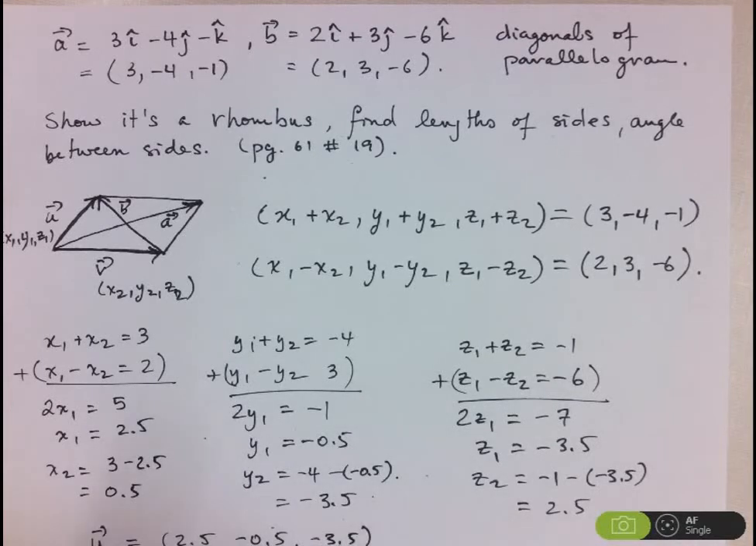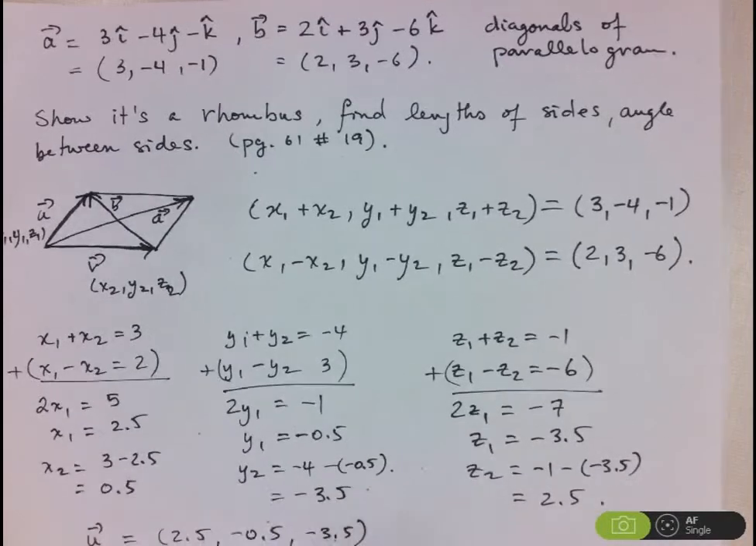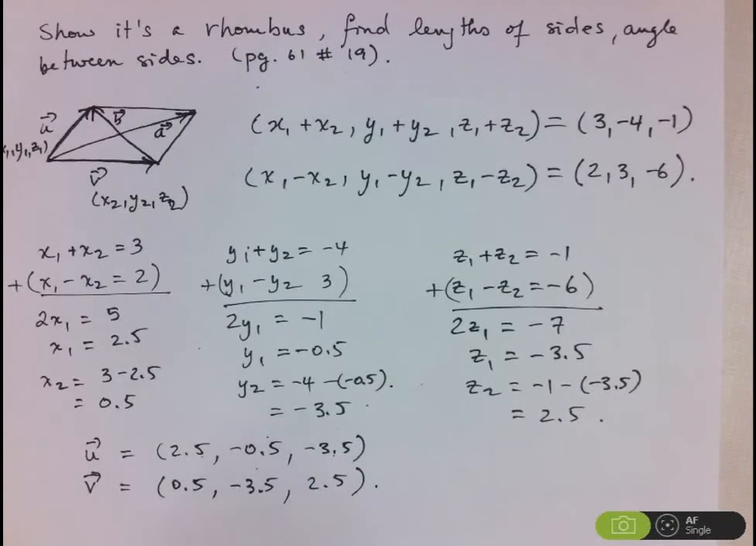Okay, and then what I called vector v will be x2 is 0.5, y2 is negative 3.5, and z2 will be 2.5. And already, oops, sorry about that, let's show you what I actually calculated.